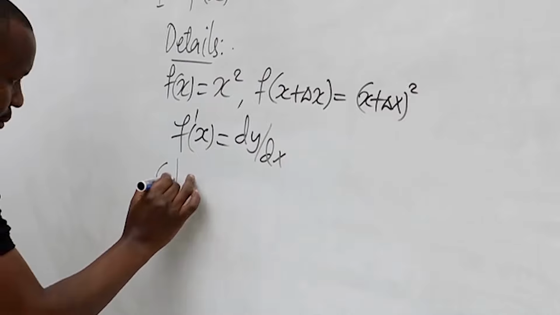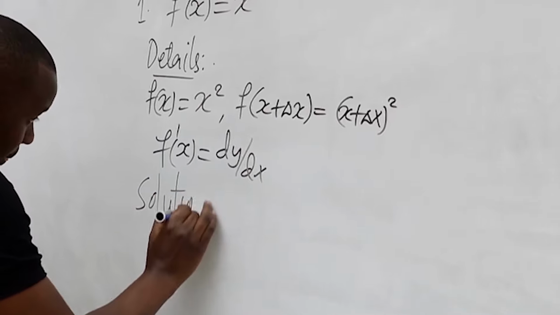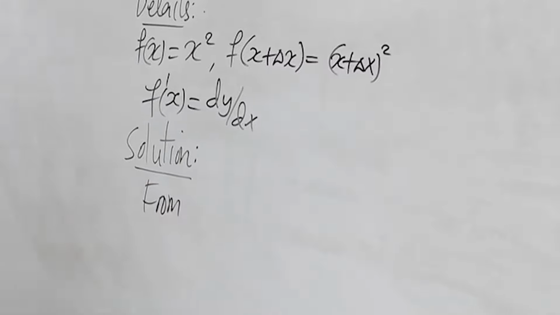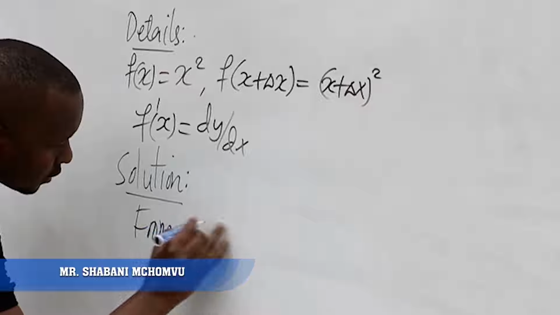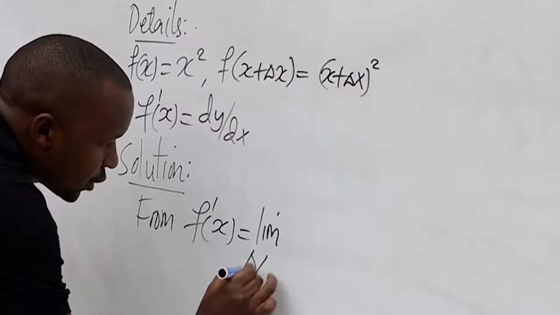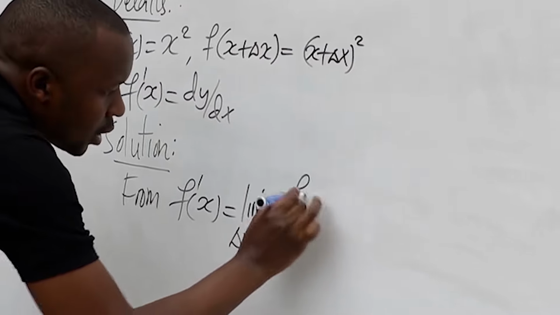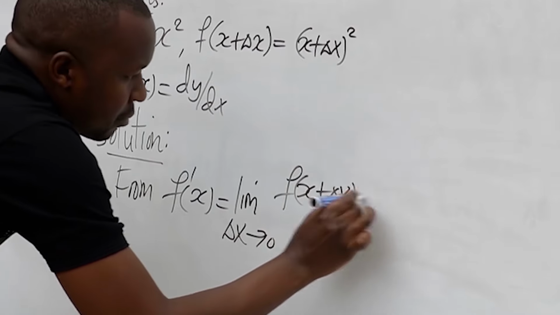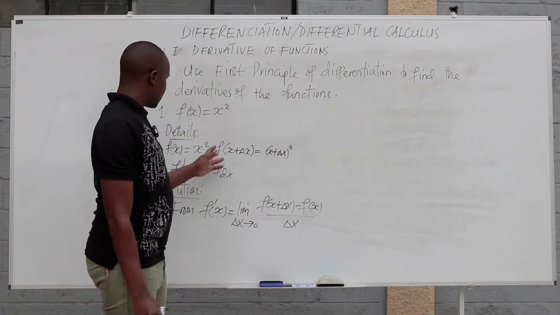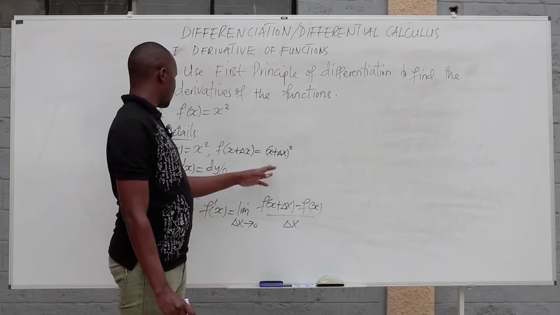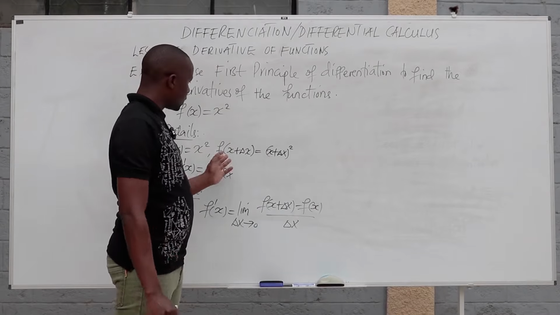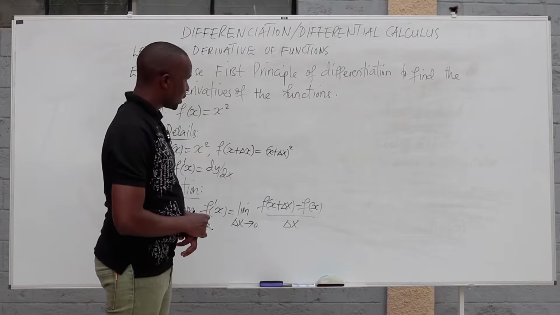Now on the solution scheme, from the first principle of differentiation, as we stated earlier, f prime of x is equal to the limit as change in x approaches 0 of f of x plus change in x minus the function of x, divided by the change in x. So from our data here, f of x plus change in x is this one, and f of x now is x squared, already provided. So what we need is just to plug them into the relationship.